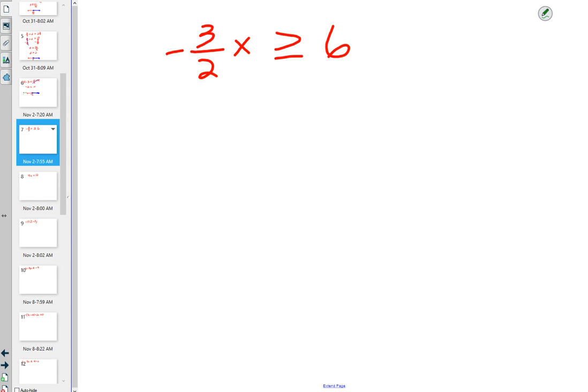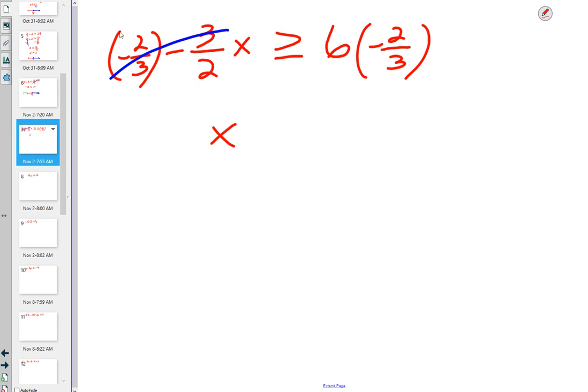I'll give you a clue. It starts with R and ends with reciprocal. Yeah, you multiply by the reciprocal. What's the reciprocal of negative 3 over 2? Negative 2 over 3. So by rule, when you multiply by reciprocals, they cancel out. So we have x by itself.